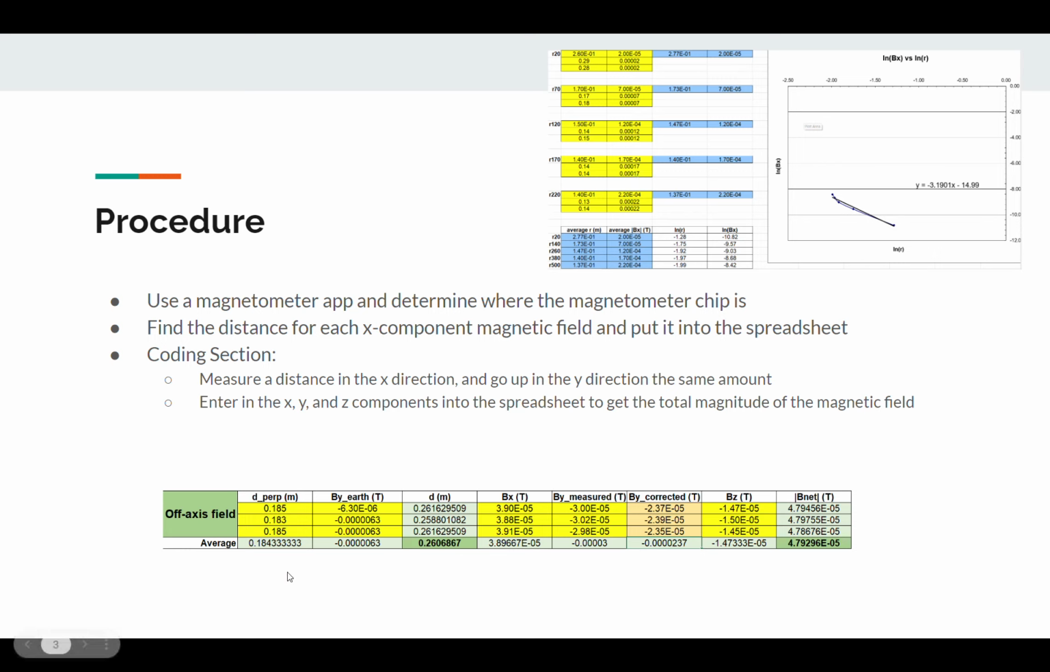The coding part: you also need to find the distance in an X direction and then go up in the Y the same amount, and then you enter your XYZ components of your magnetic field into the spreadsheet to get your total magnetic field at that given position.